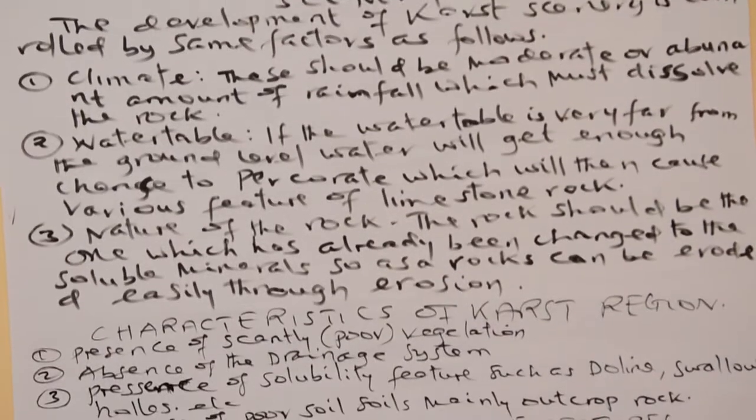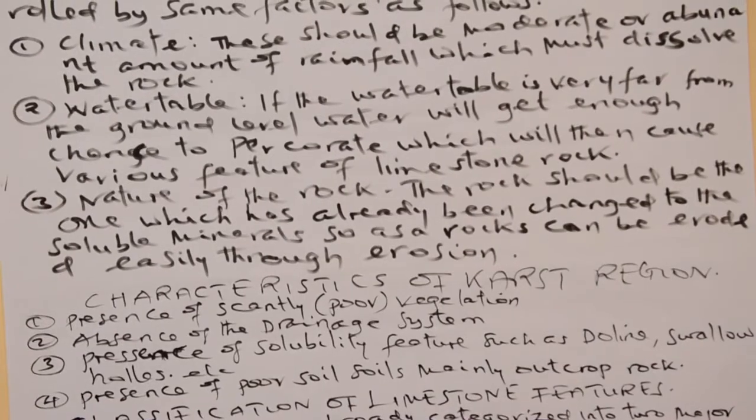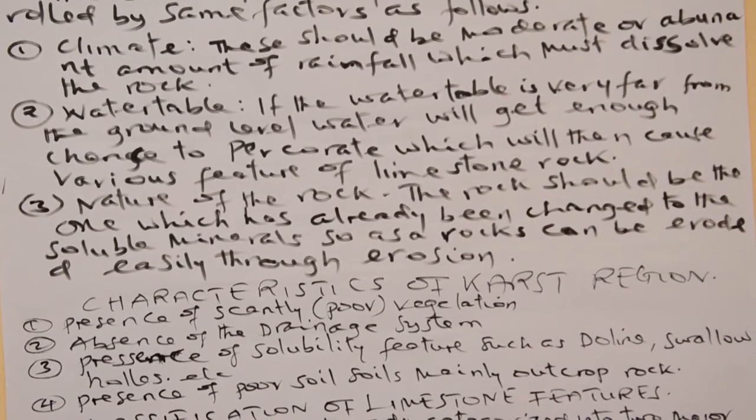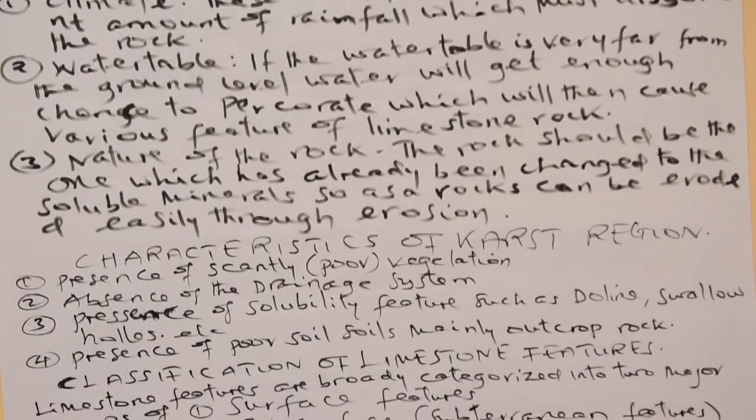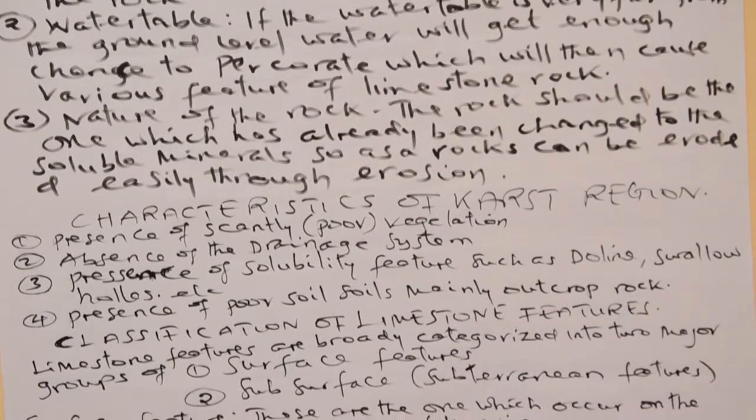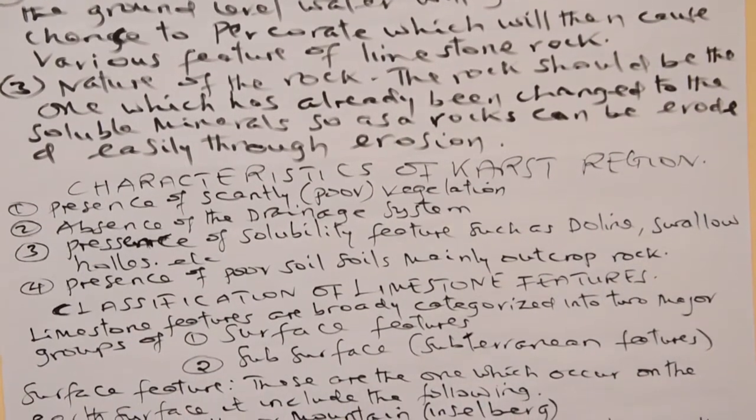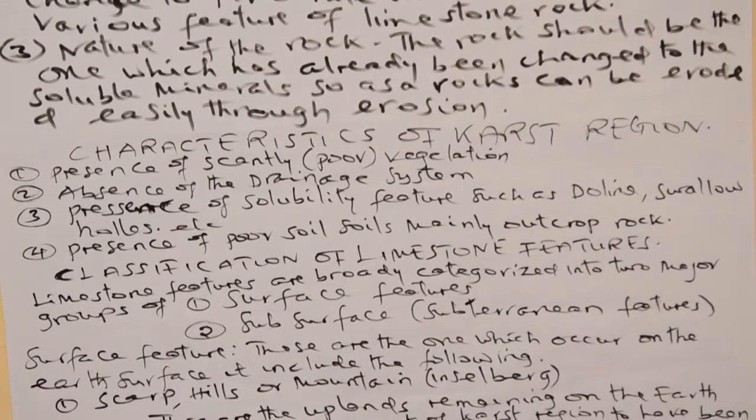Dear students, let's determine the characteristics of the karst region. In order to call this the karst region, it should have different characteristics. Among these characteristics is the presence of scarce or poor vegetation.